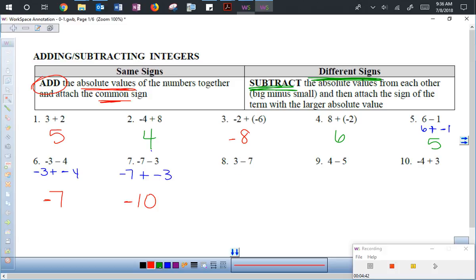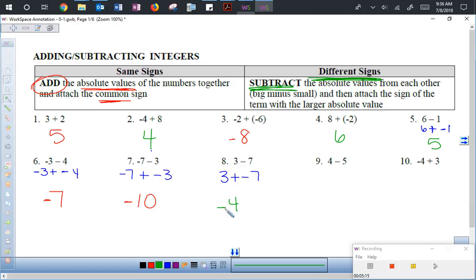On number 8, we have a 3 minus a 7, so we want to rewrite that as 3 plus negative 7. Here they have different signs, so we want to subtract the numbers, so just the numbers, 7 and 3. Take the bigger minus the smaller, so 7 minus 3 is 4. And then attach the sign of the larger number. So 7 was the bigger number, 7 is negative, so we have a negative 4.